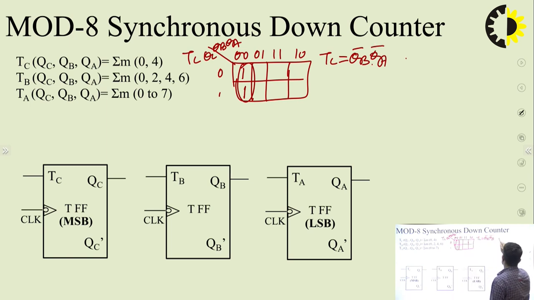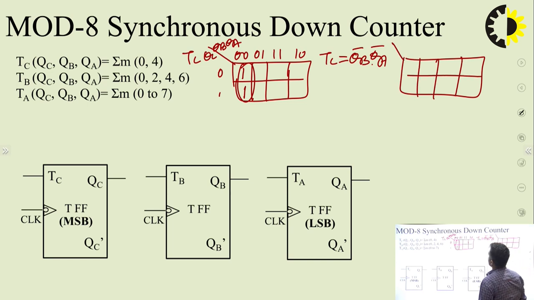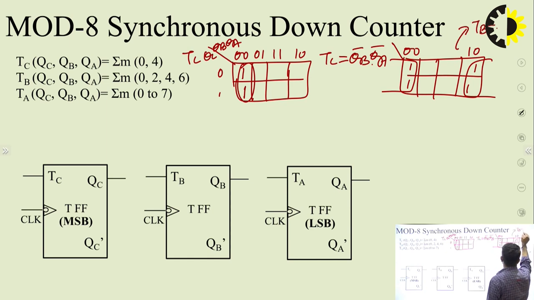Similarly, if I prepare K-map for TB, it will be 0, 2, 4, 6. So, 0, 2, 4 and 6. That means this. That means 0, 0 and 1, 0. That means TB will be equal to QA bar. So, these K-maps you can solve more systematically. I am more focusing on the process here. So, these K-maps are already covered in unit 1 that are already known to you.